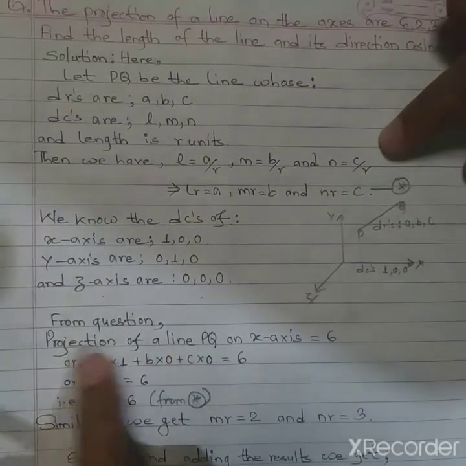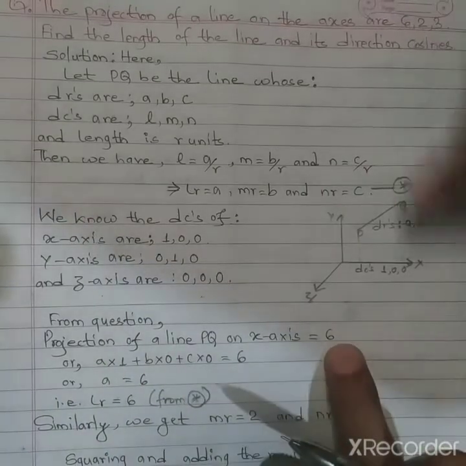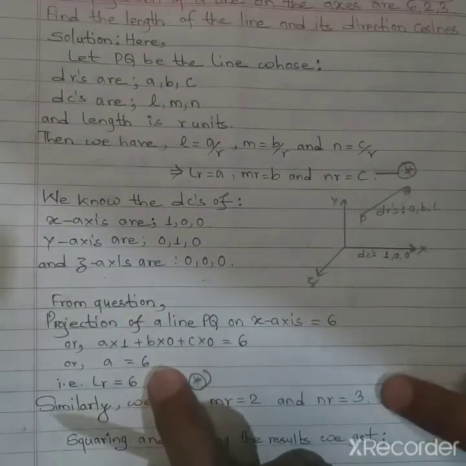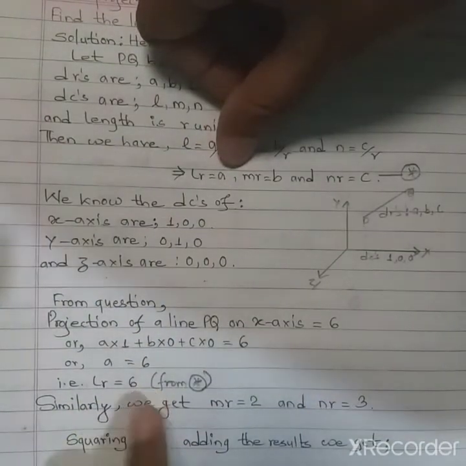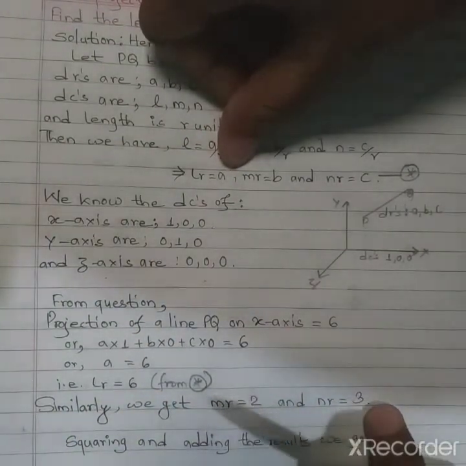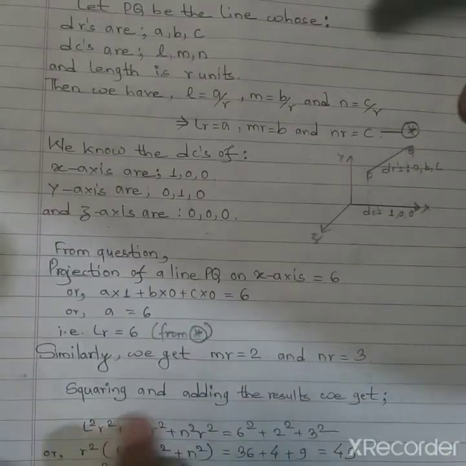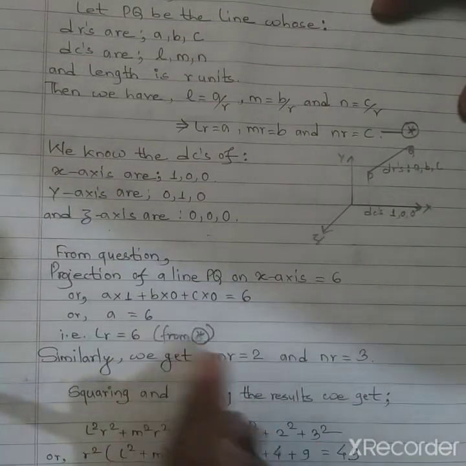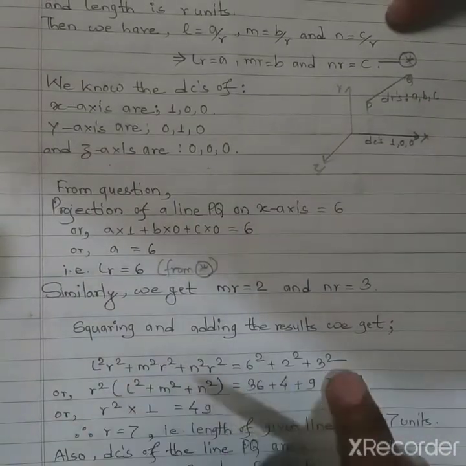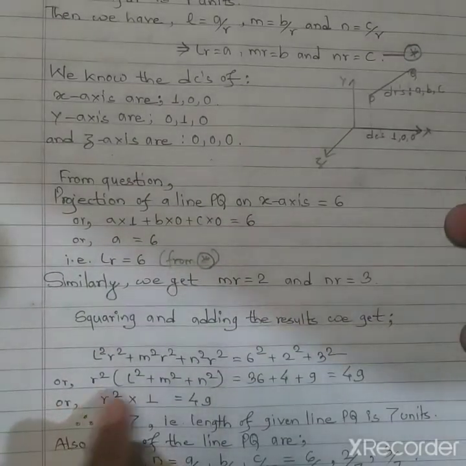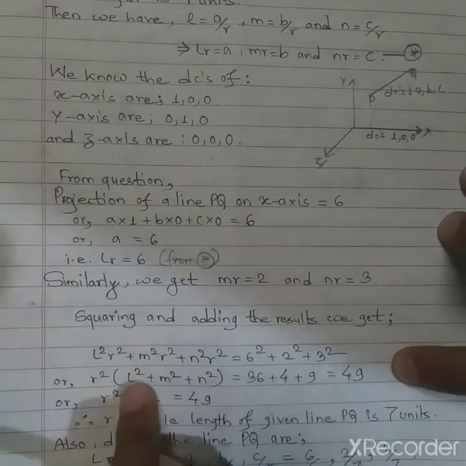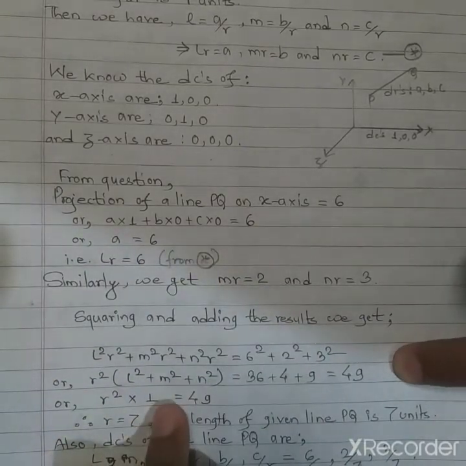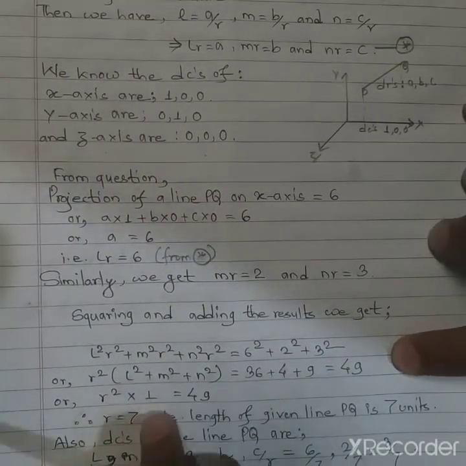From the question, the projection of the line PQ on the x-axis is 6. I have done this there, isn't it? So A means LR, A means LR equals 6, and MR and NR equal 2 and 3. I have already discussed how. Squaring and adding these three results, we get this relation. R square is common: R square times L square plus M square plus N square equals 36 plus 4 plus 9, which is 49. Since L square plus M square plus N square equals 1, this is all right.